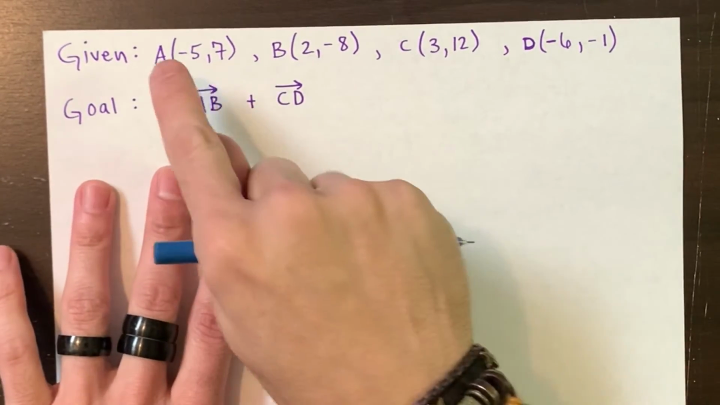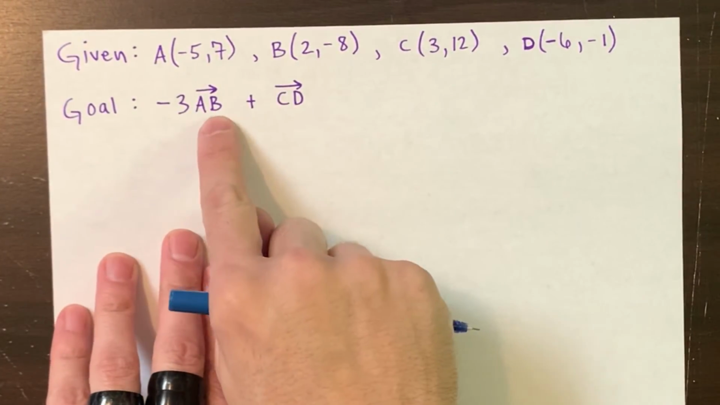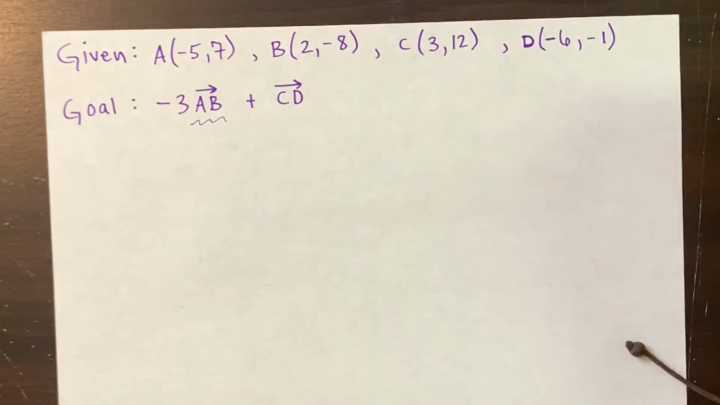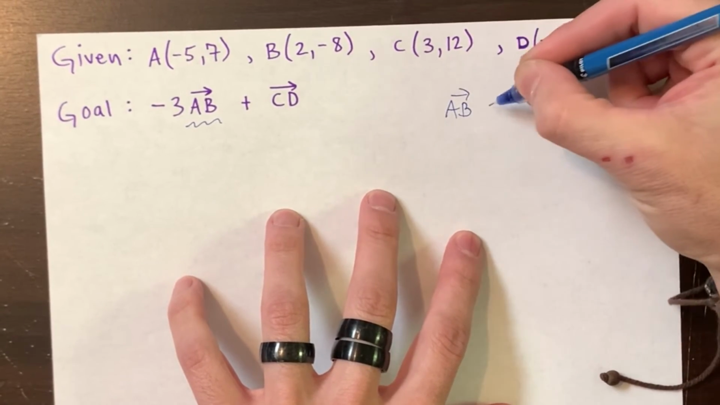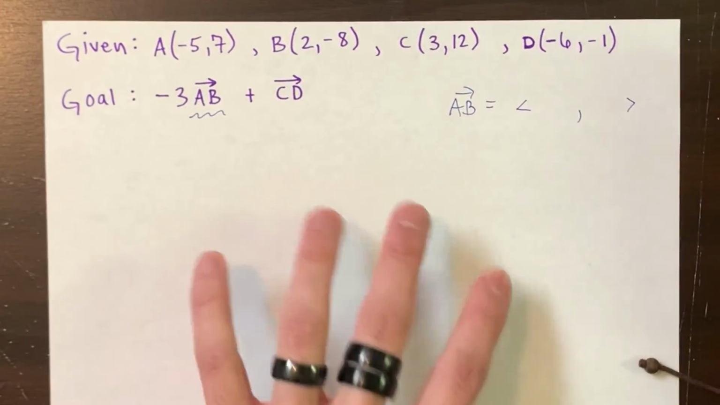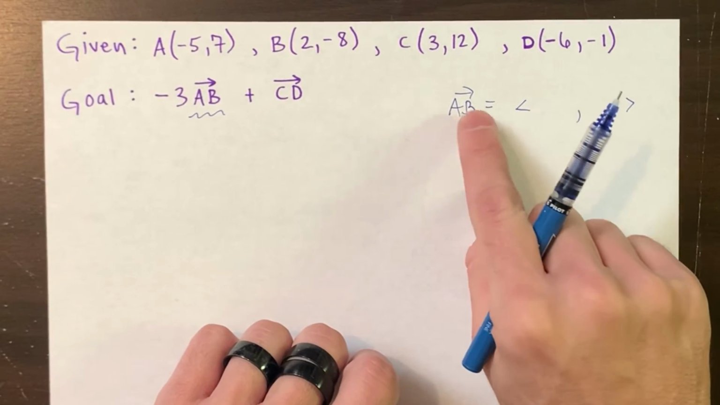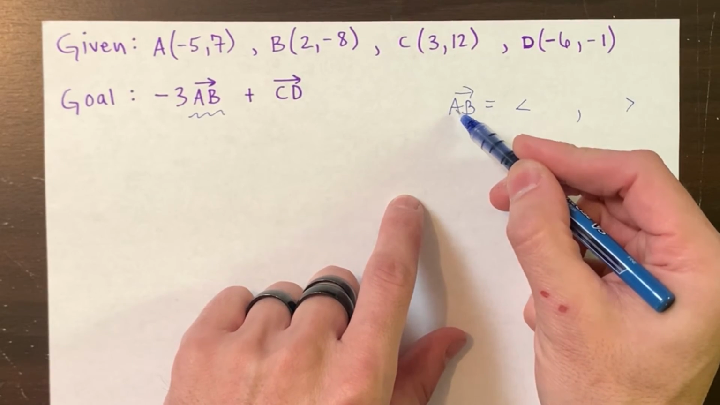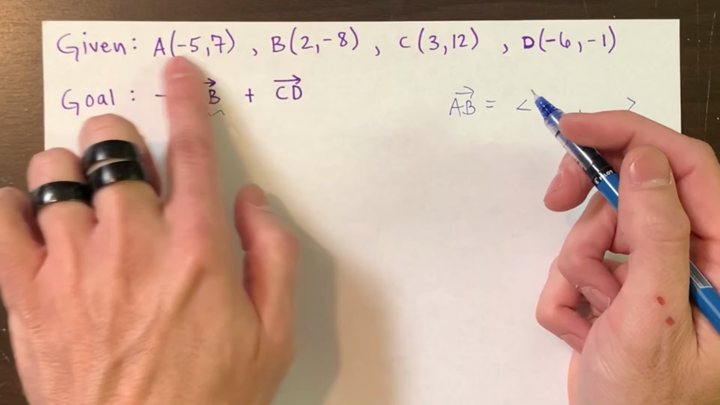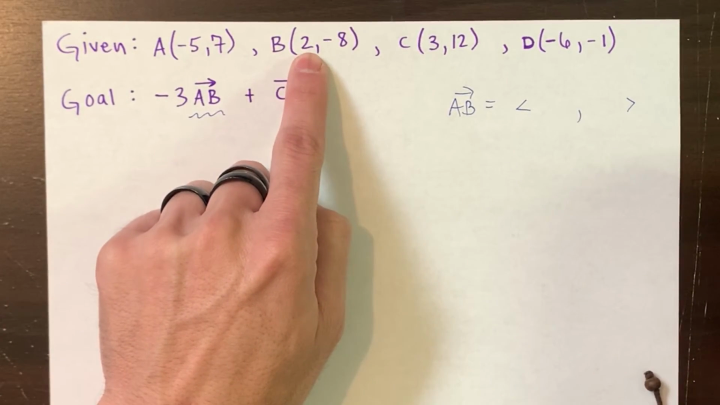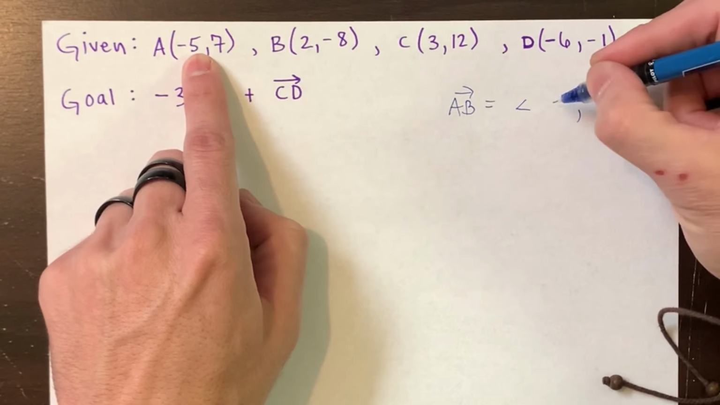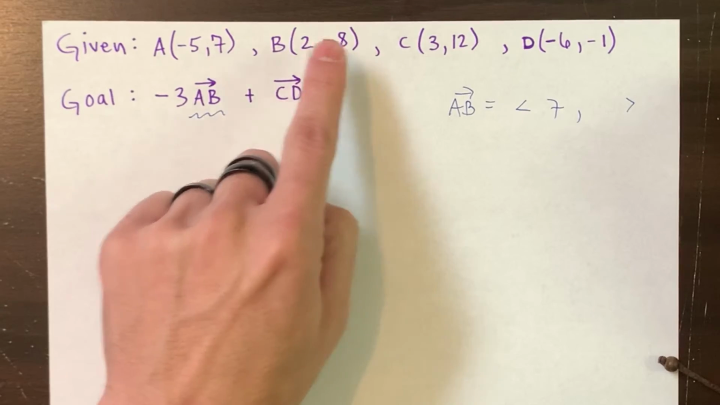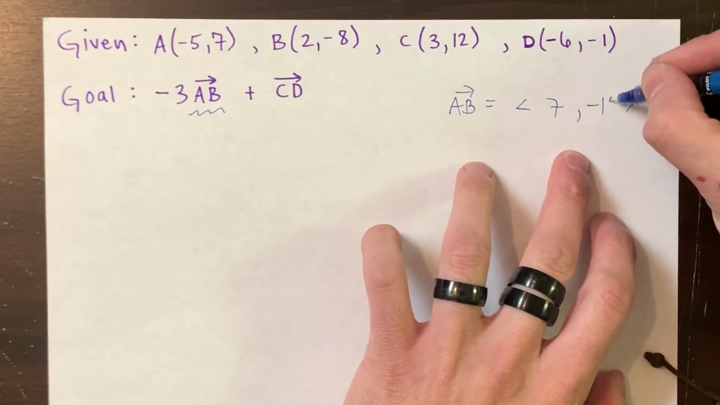All right, last one. We're given 4 points, and we want these 2 vectors being added together. First things first, let's focus on this piece here. What is AB? Let's see, let's decide that together. So vector AB goes from A to B. So remember, to do that, you go the pieces from B minus the pieces from A. So I'm looking at these ones here. So let me go 2 minus negative 5, should be 7. And then go negative 8 minus 7, that's negative 15.